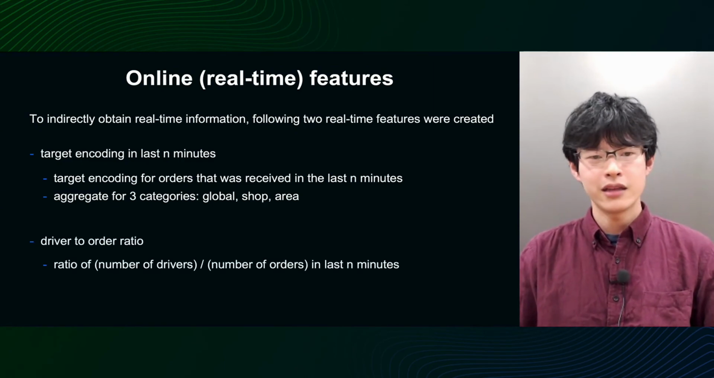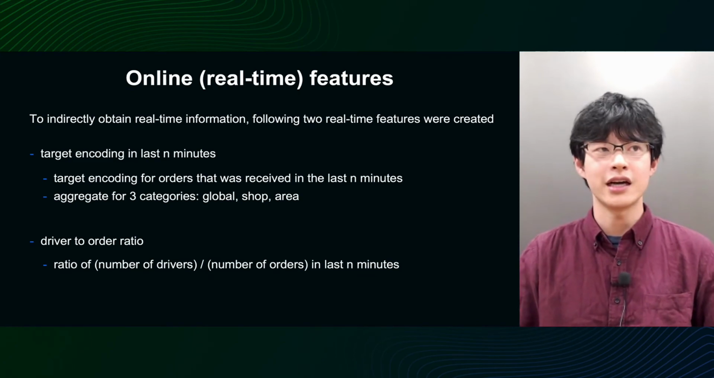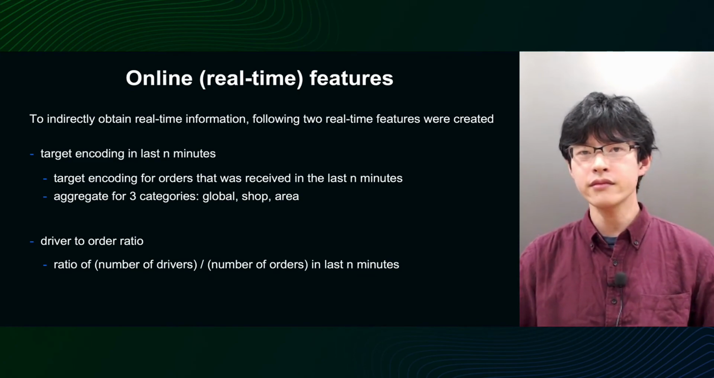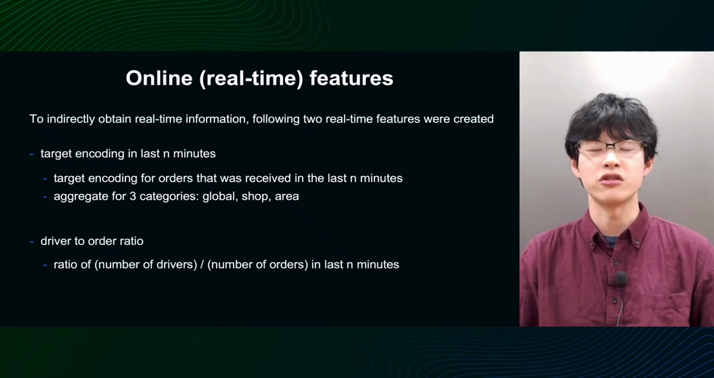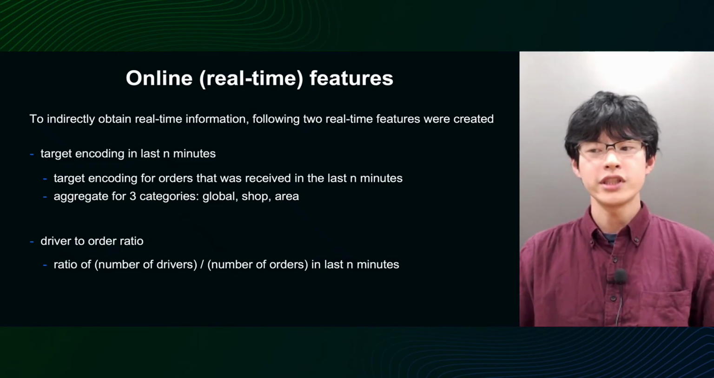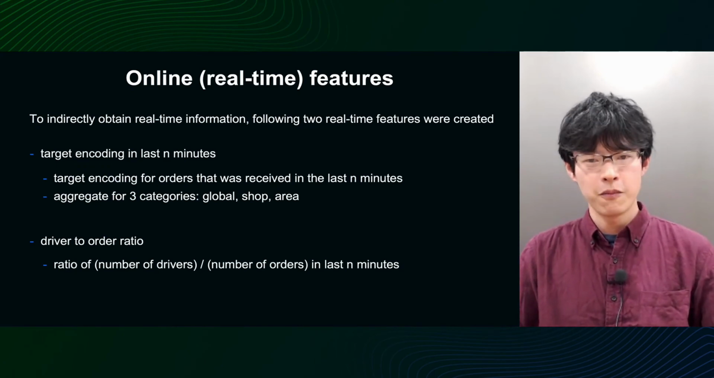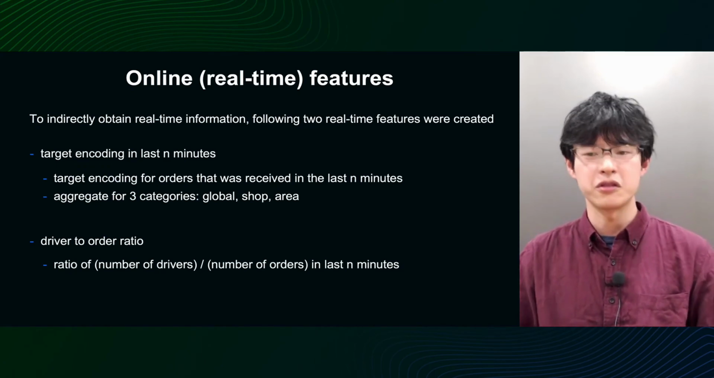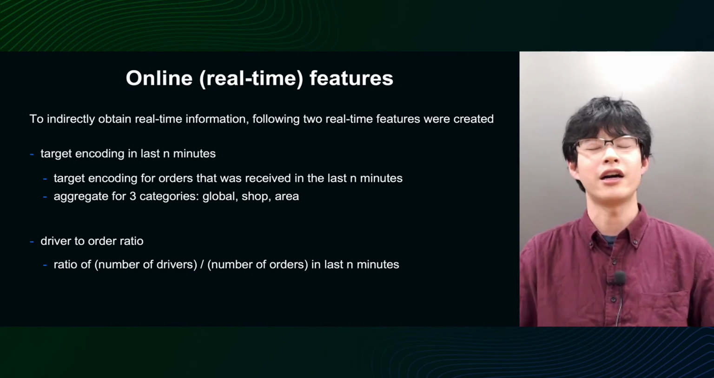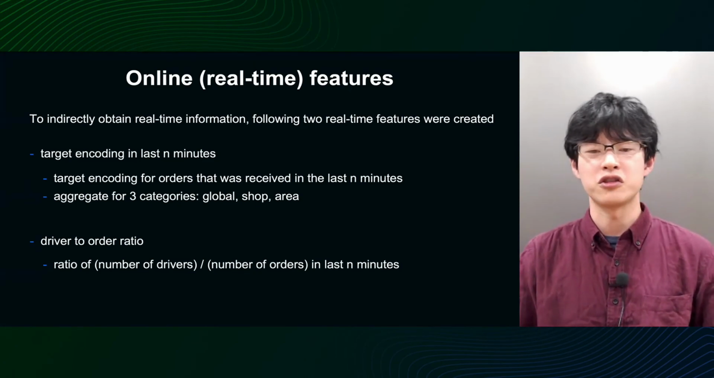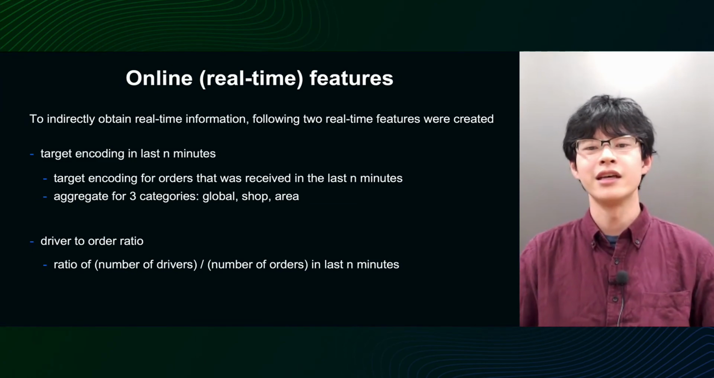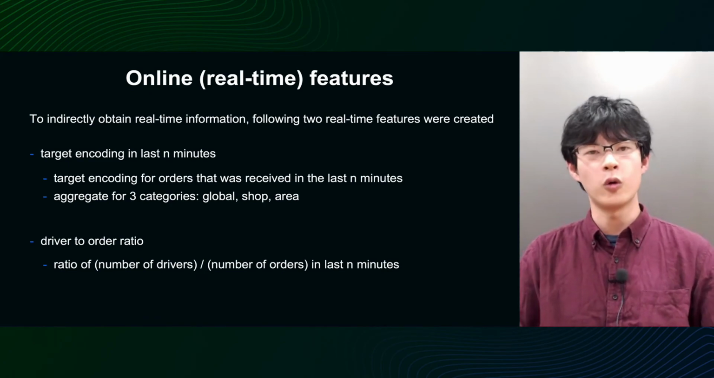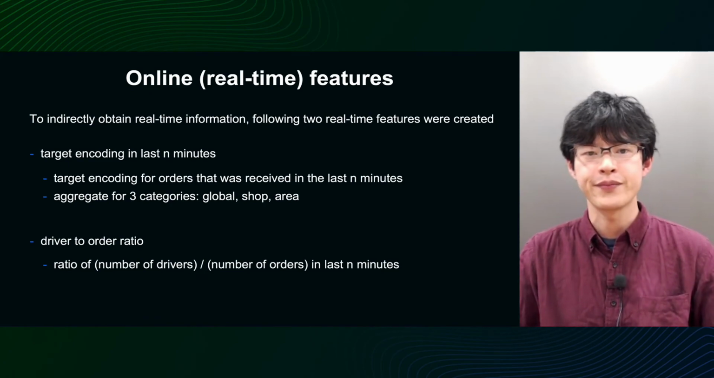Another feature is the ratio of the number of drivers to the number of orders recently. This feature indicates whether there is a shortage or a surplus of drivers compared to the number of orders. If there is a shortage of drivers, there may be a long waiting time for the driver to be assigned, or one driver may deliver multiple orders in sequence. In that case, the driver may be late getting to the restaurants. You can tell the model that there will be such a delay.